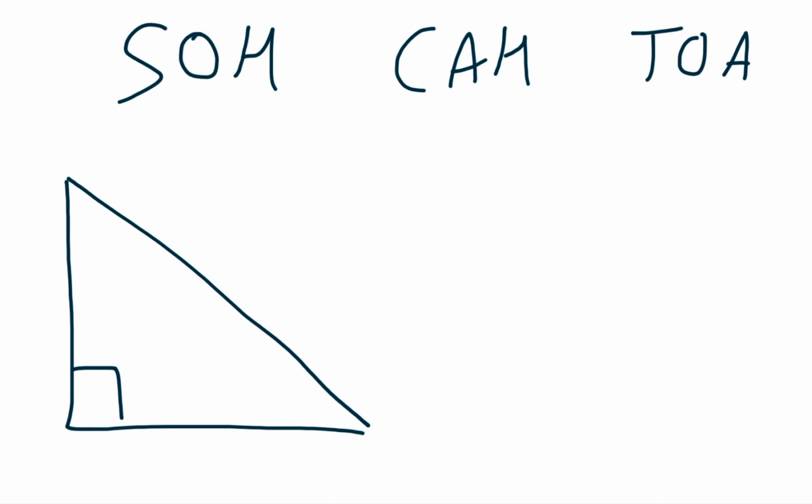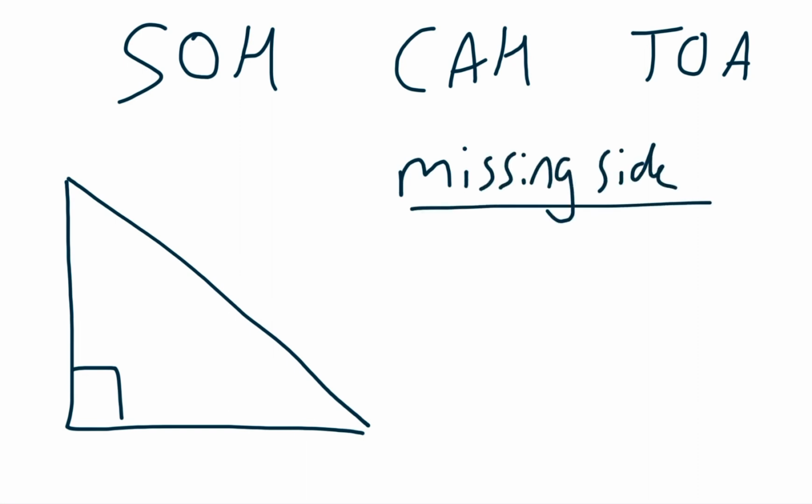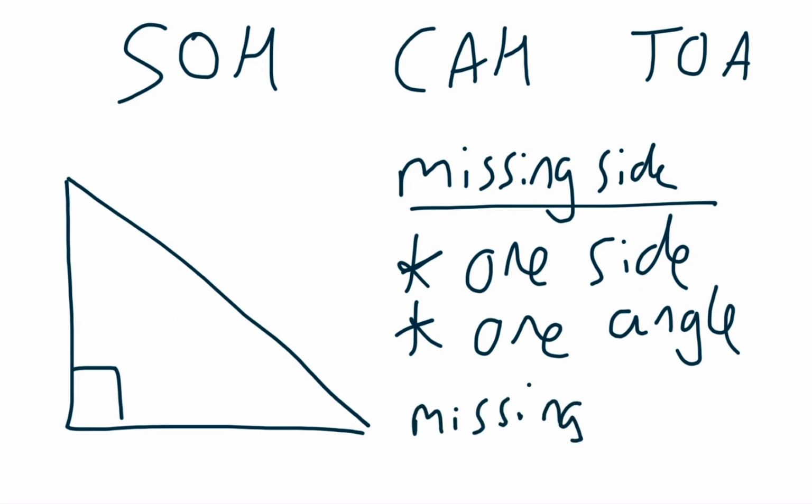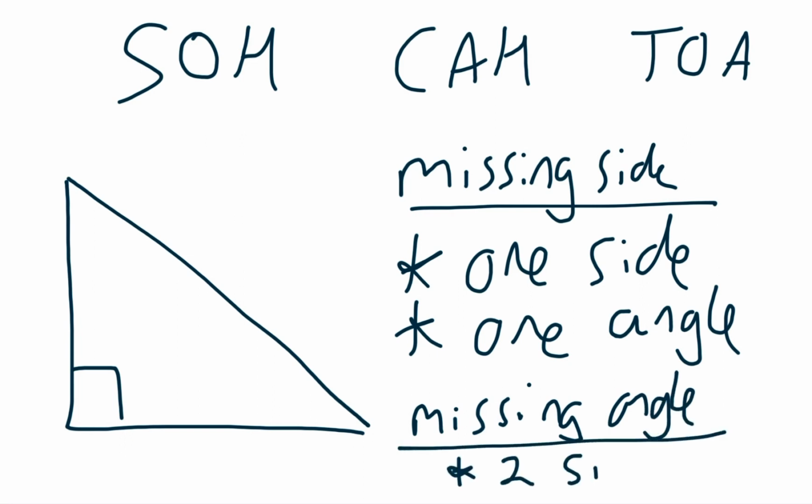Okay, now here's the rule. If you are to work out a missing side, they have to give you one side value, and they have to give you one angle. If you are working out a missing angle, you have to be given two sides. No angle, but two sides. So you need to learn that. If they ask you to work out a missing side, they have to give you one side and one angle.